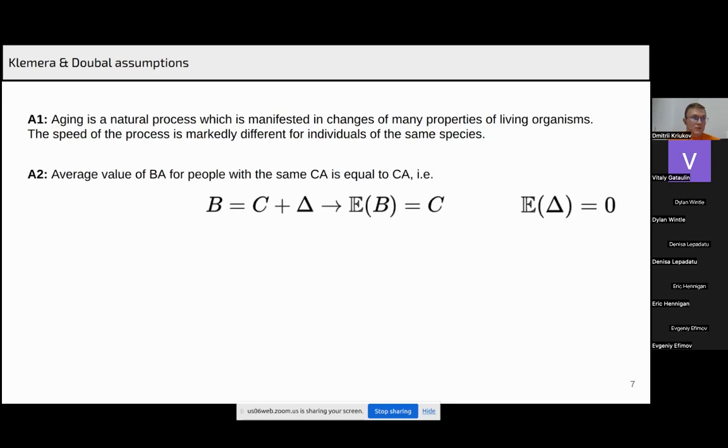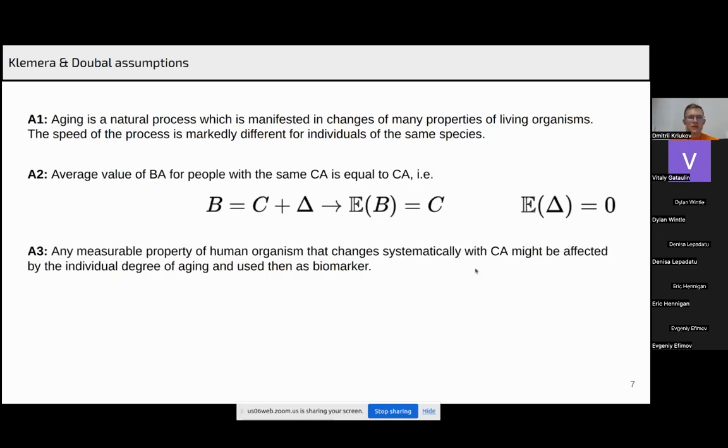The second assumption we have already seen, but Klemera and Doubal add an important statistical piece in the assumption, namely the expectation of biological age in cross-section population data is equal to the chronological age of this cross-section. Consequently, the expectation of delta equals 0. This is quite an interesting assumption, but it is also quite meaningful, I believe.